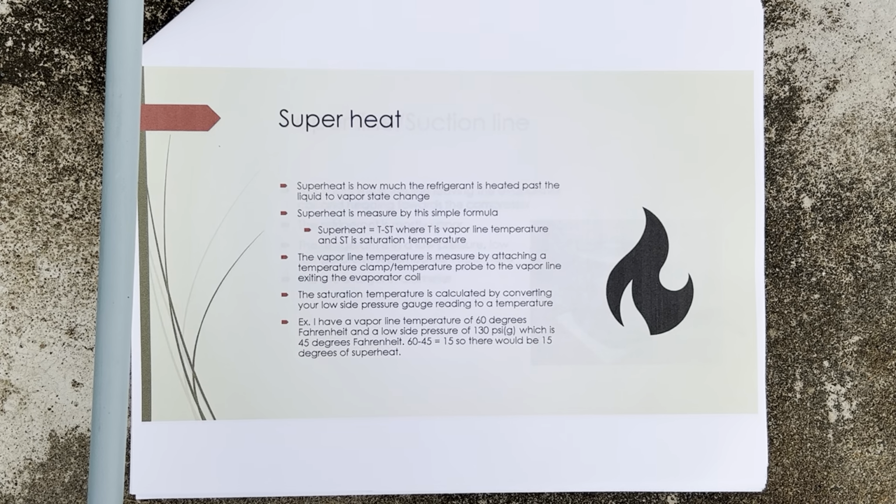So, for example, I'm going to have a vapor line temperature of 60 degrees Fahrenheit, and again, this is just an example. And a low side pressure of 130 psig, which is around 45 degrees Fahrenheit. And again, this is 410A. 60 minus 45 is 15. So in this case, there would be 15 degrees of superheat.